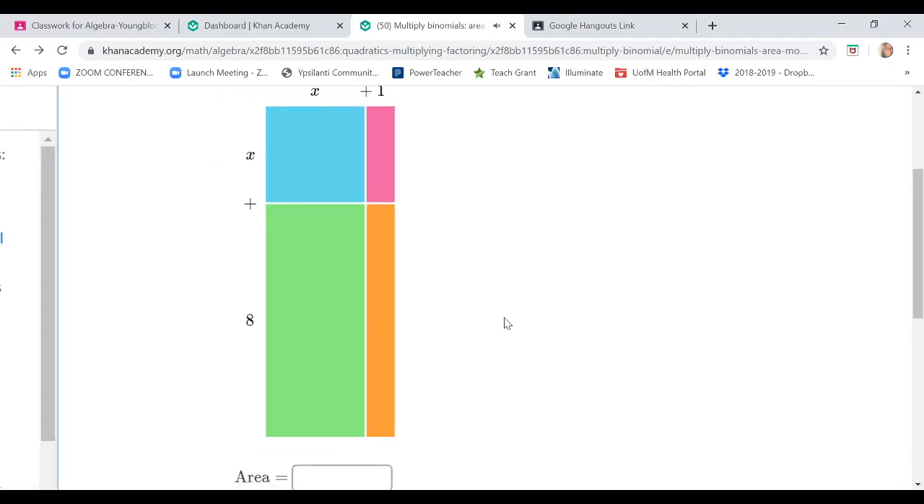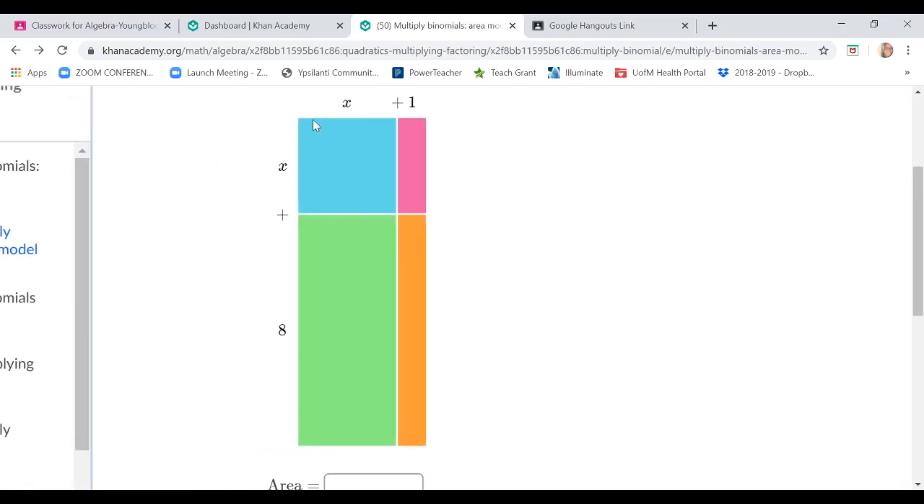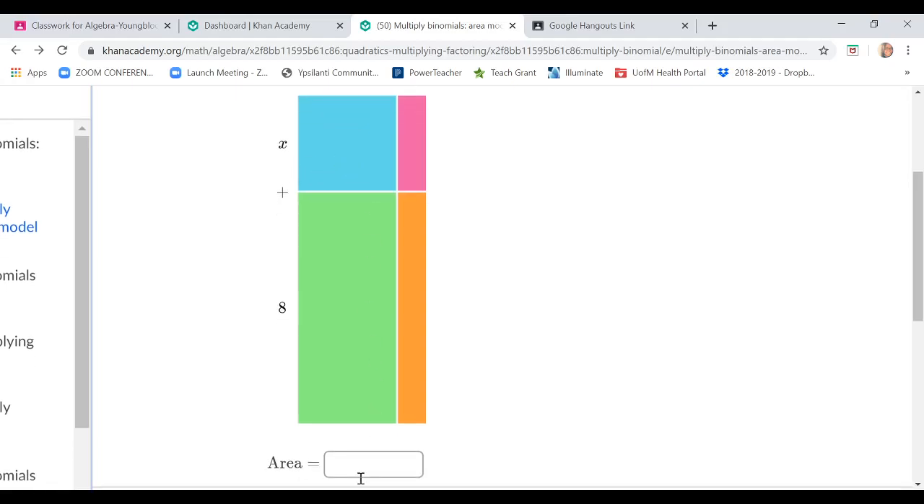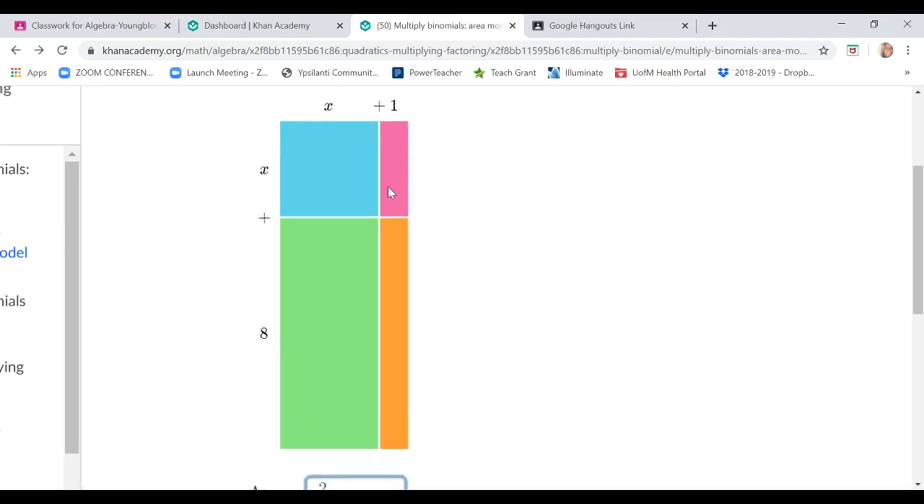In our next problem, we are asked to find the area of this rectangle. So that means we are multiplying x plus 1 by x plus 8. So the area of this upper blue box is x times x. So that's going to be x squared. The area of this pink box is 1 times x. So this area here is going to be plus 1x.